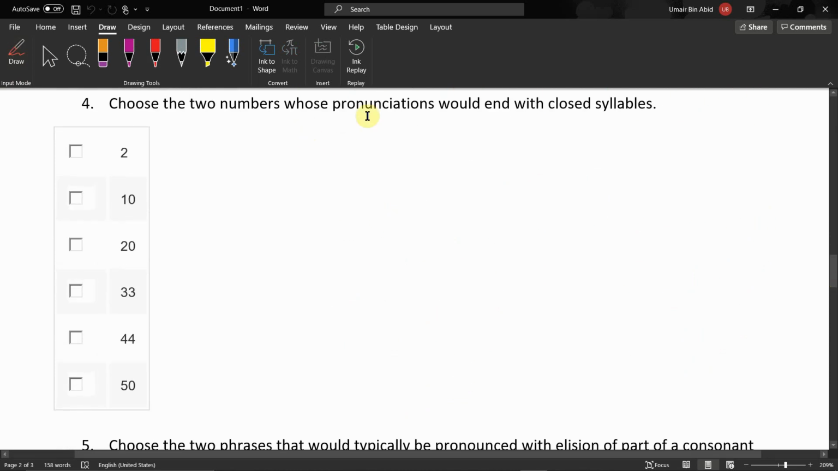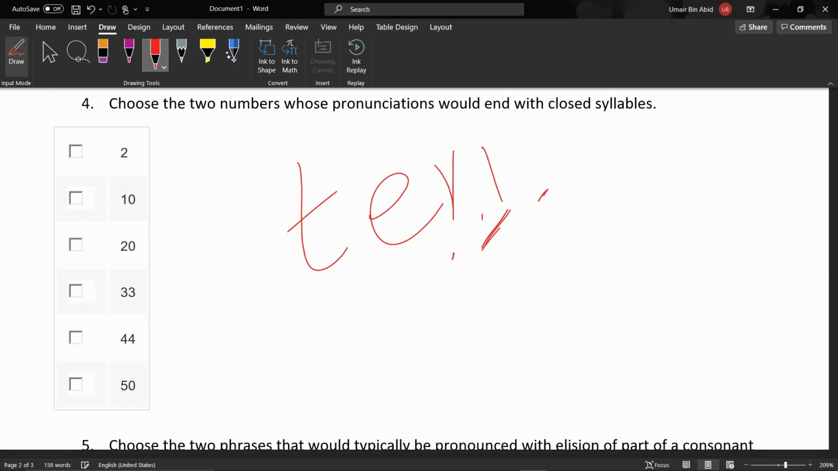Choose the two numbers whose pronunciation would end with closed syllables. So you know what a closed syllable is? Any syllable which ends at a consonant, it is a closed syllable. So in two, the last sound is a vowel. It cannot be. In ten, we have ten, so the last one is n. So it is the correct option, ten.